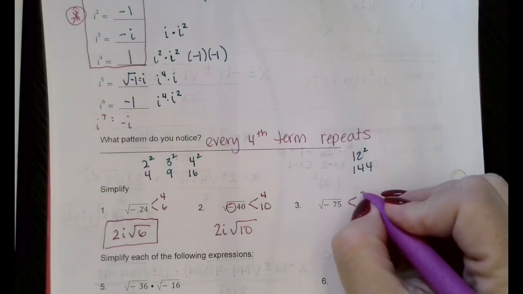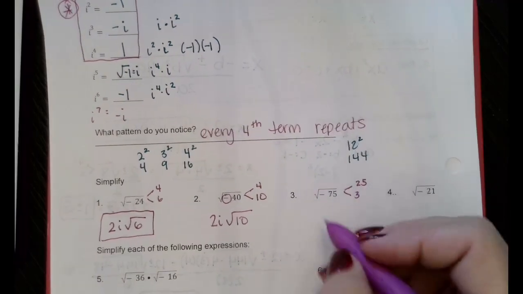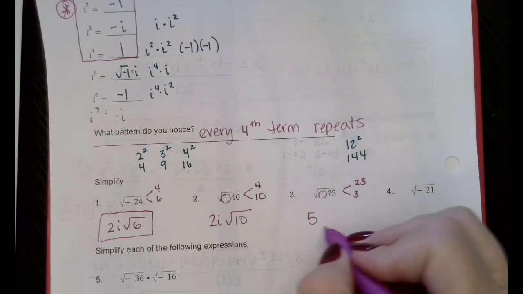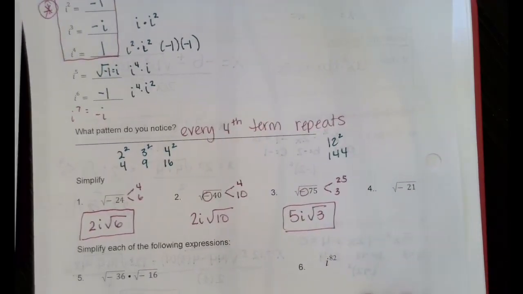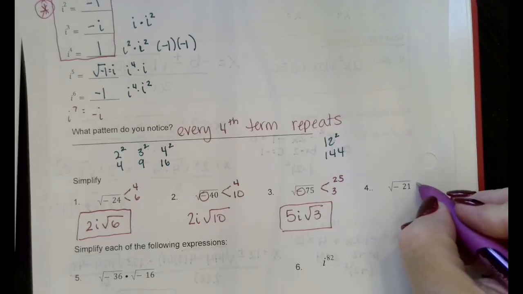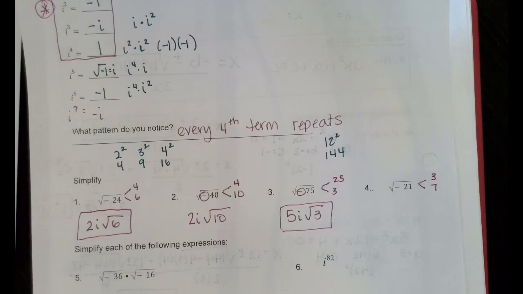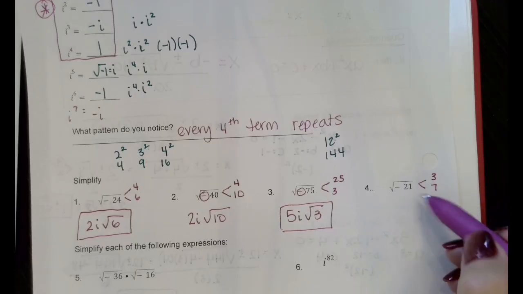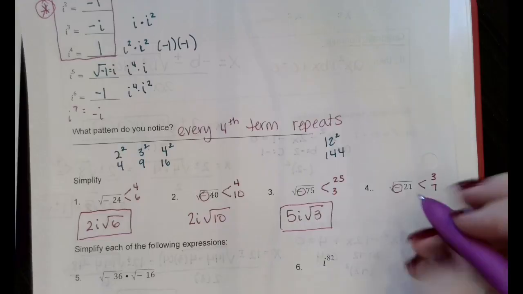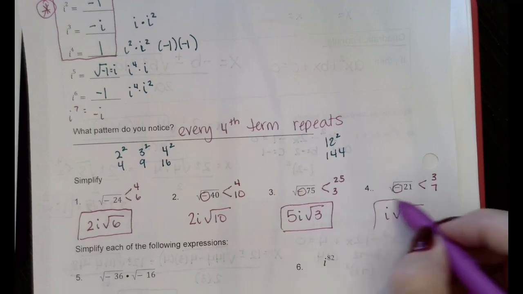With 75, 25 is my perfect square, 25 times 3. So I pull out the 5. The negative that's on the inside is my i, and I'm left with the square root of 3. Now this one's a little tricky. The only two numbers that go into 21 are 3 and 7. Neither one of those is a perfect square. So I can't pull anything outside the radical except for my negative. So this one's going to be i square root of 21. And this is what my final answer would be.